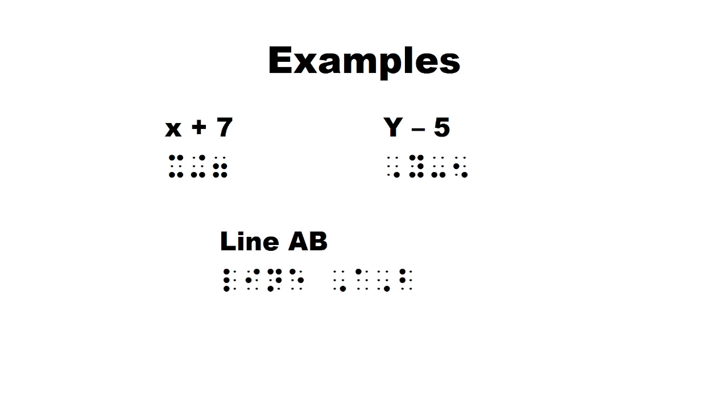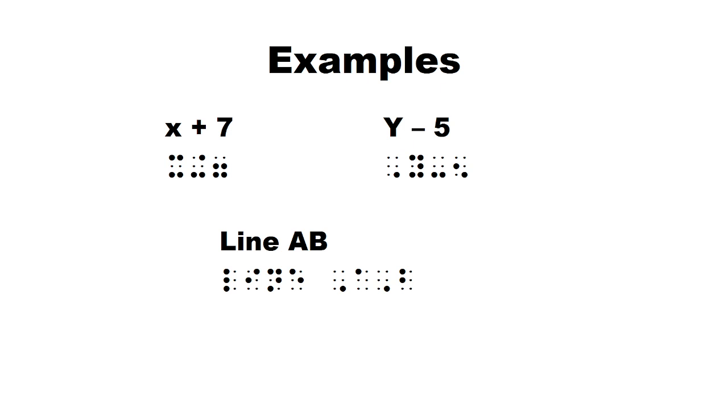Next, we have y minus 5. This is capital letter Y minus 5. So when we transcribe that into Braille, we put that 6 and then letter Y, the minus sign, and 5. So there's no space between Y and the minus sign.